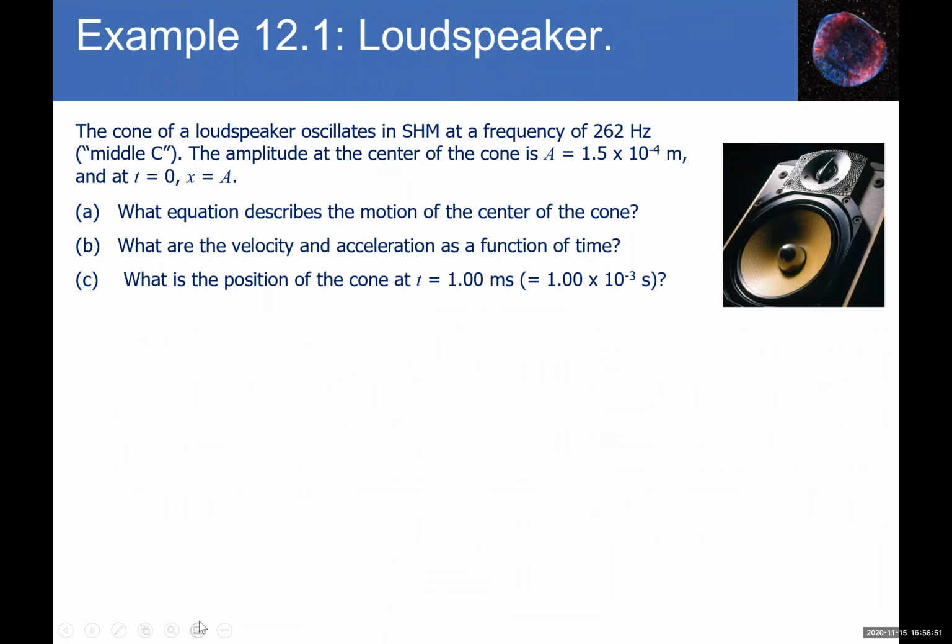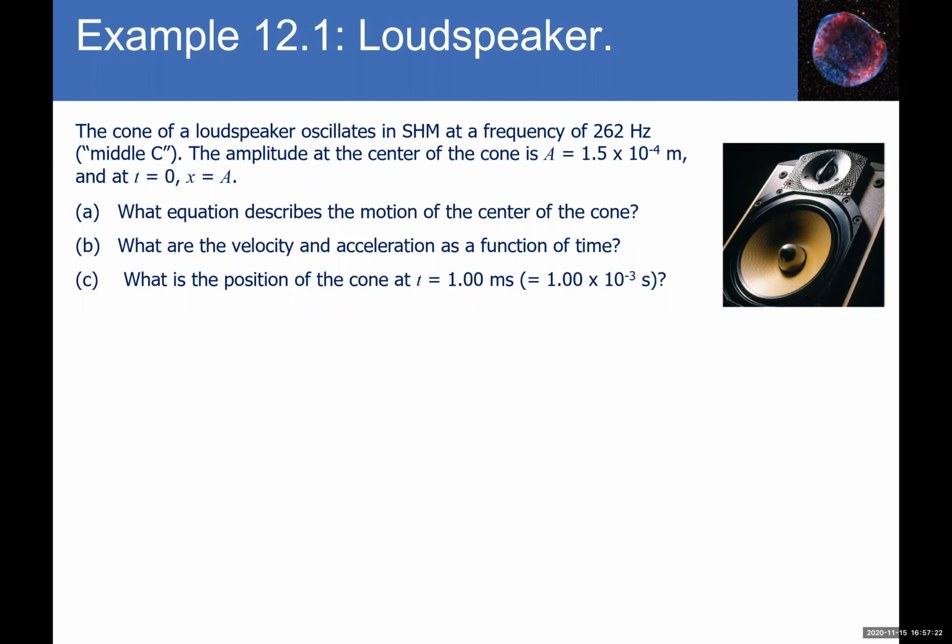All right, so let's look at an example here. A couple of examples where we can finally put everything together in, let's say, a lot of equations, right? So you have 3 equations of motion plus Hooke's law plus equations that relate all of those different types of constants. All right, so let's look at a cone. The cone of a loudspeaker oscillates in simple harmonic motion at the frequency of 262 hertz, which is middle C, if you're a music person.